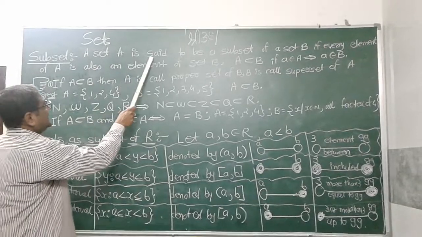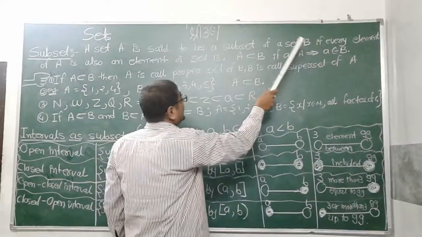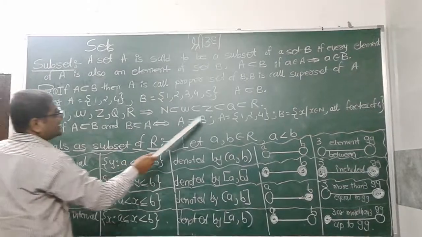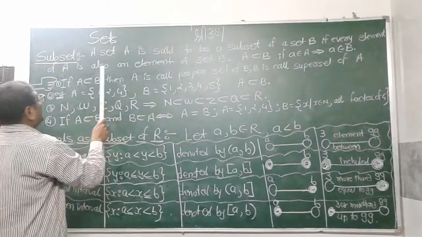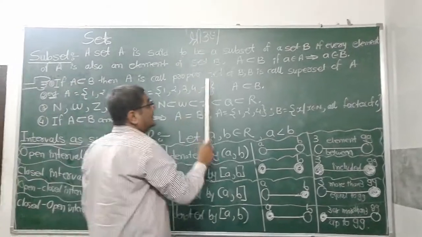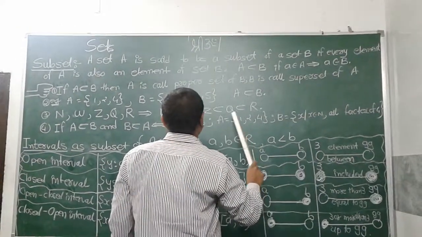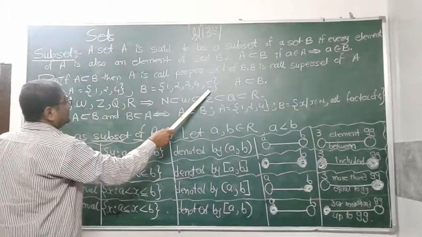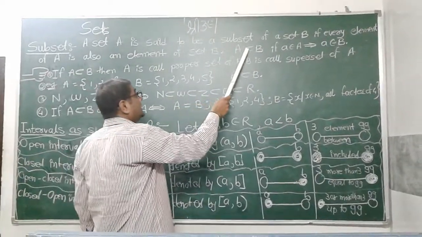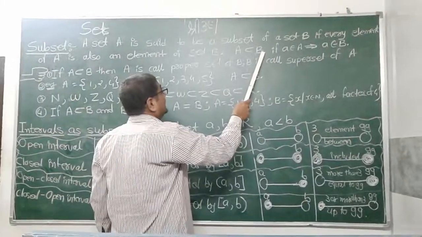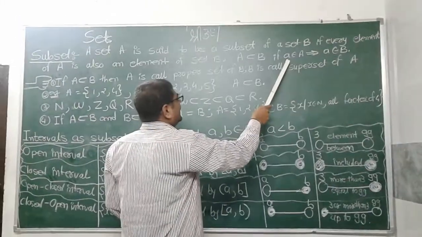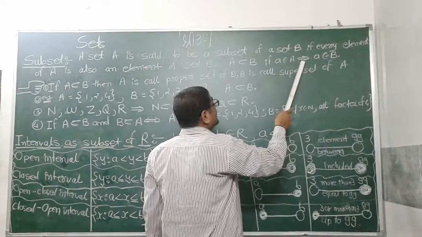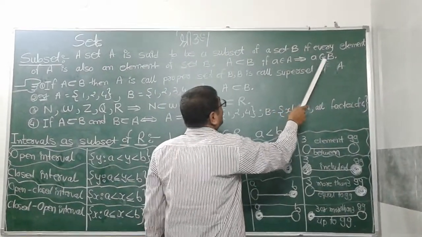A is said to be a subset of B if every element of set A is also an element of set B. For example, if set A is equal to {1, 2, 4} and B is equal to {1, 2, 3, 4}, then A is said to be a subset of B. In general form, if a belongs to A, which implies a is also an element of B.